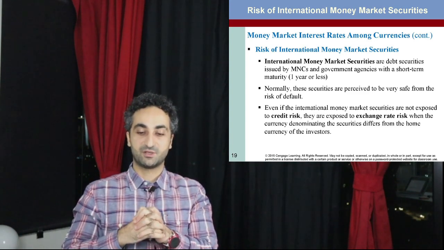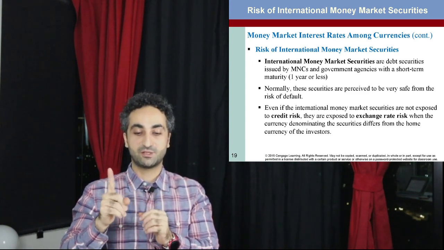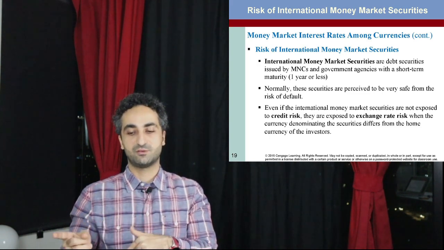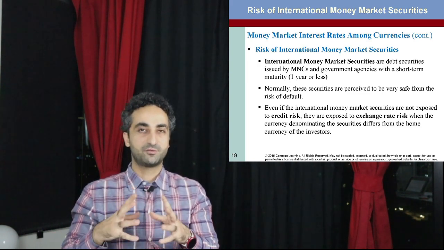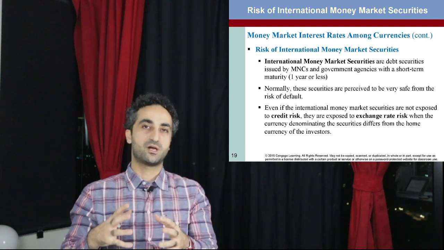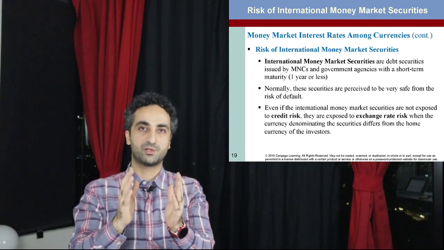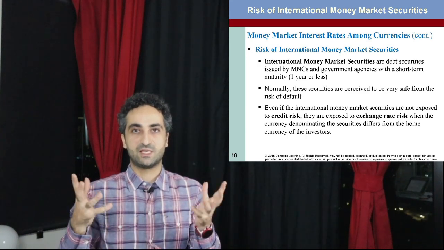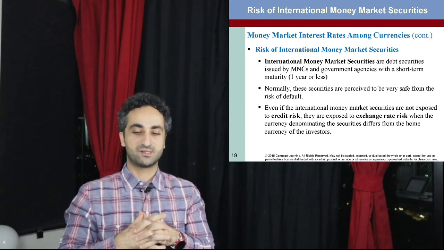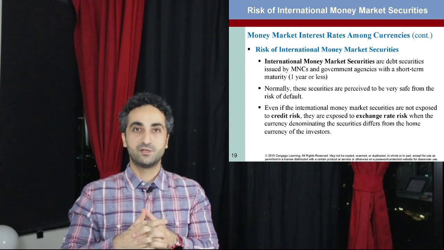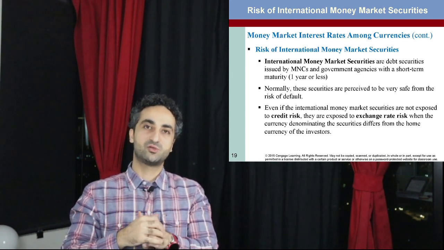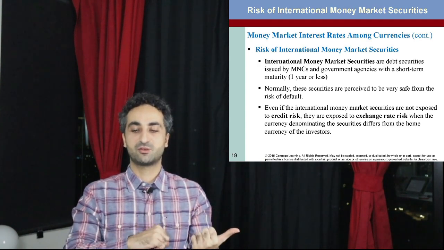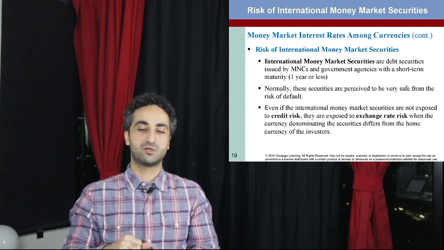So even if the international money market securities are not highly exposed to credit risk, they are exposed to exchange rate risk. So default risk, credit risk is not really high. Why? Short period of time. So I don't expect you to have really major issues during 6 months. However, I am still exposed to exchange rate risk, right? When the currency denominating the securities differs from the home currency of the investor.